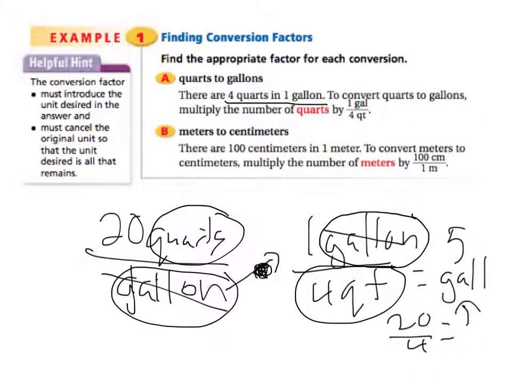For letter B, we have meters to centimeters. There are 100 centimeters in 1 meter. So to convert from meters to centimeters, we would multiply by 100 centimeters over 1 meter. Okay, so let's go over a couple examples.